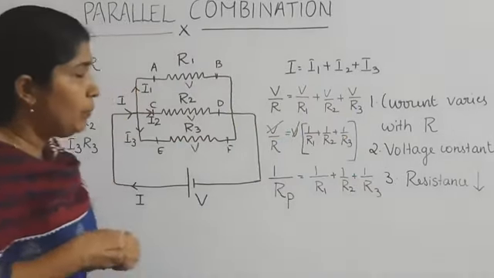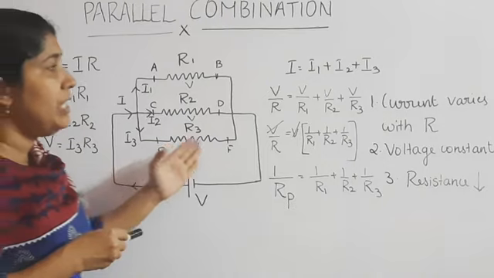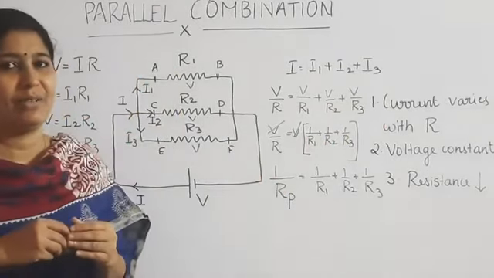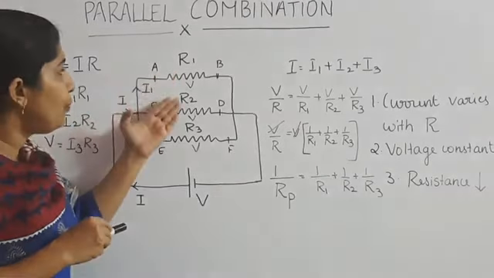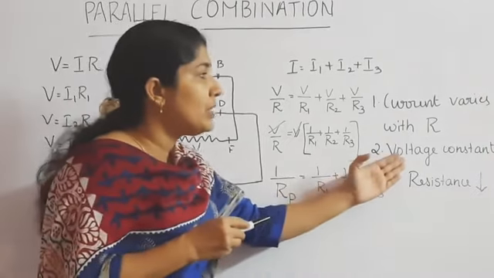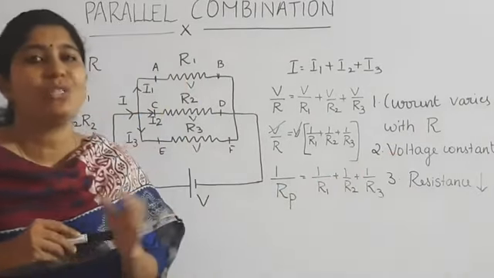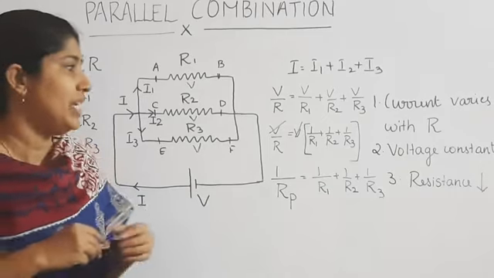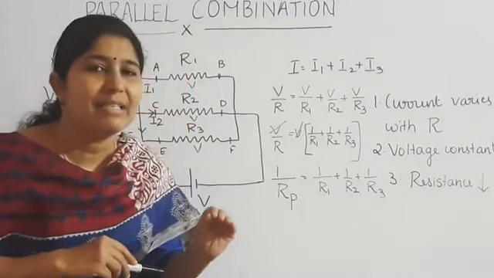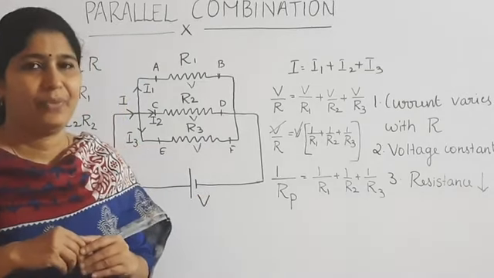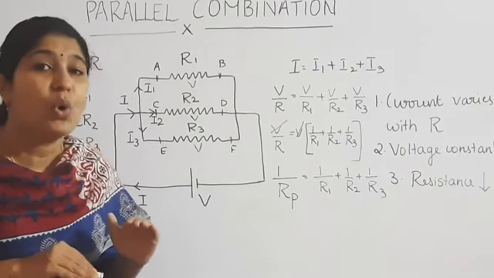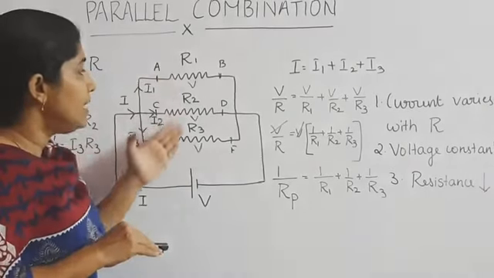Okay, then what are the points regarding the parallel combination? In parallel combination, current varies with resistance. According to the value of the resistor, the current varies. And which quantity remains constant? The voltage remains constant in parallel combination. And the third point is that the effective resistance decreases, and that value is smaller than the smallest value among these three resistors.